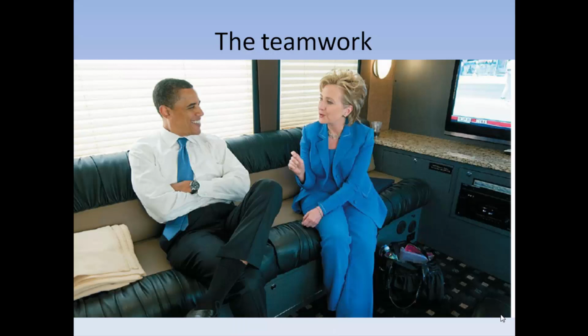So, gentlemen, the teamwork. We're gonna talk about the teamwork. One of the successful teamworks is Barack Obama and Hillary Clinton. Both are kinesthetic. Both are drivers personality. Barack Obama is a driver, and also, Mrs. Hillary Clinton's personality is driver.